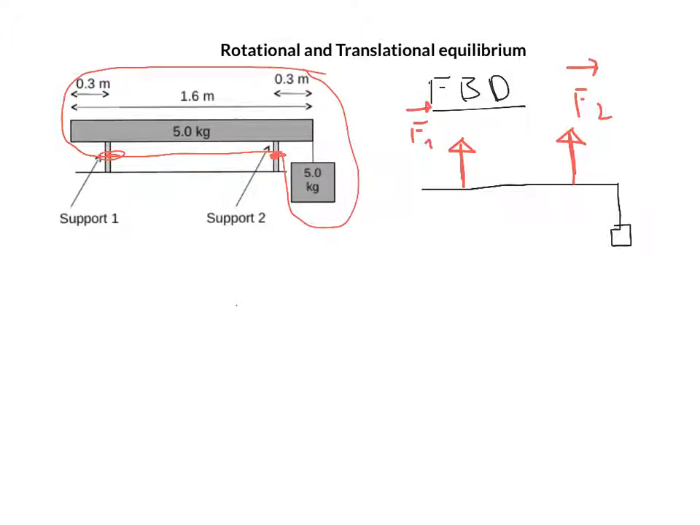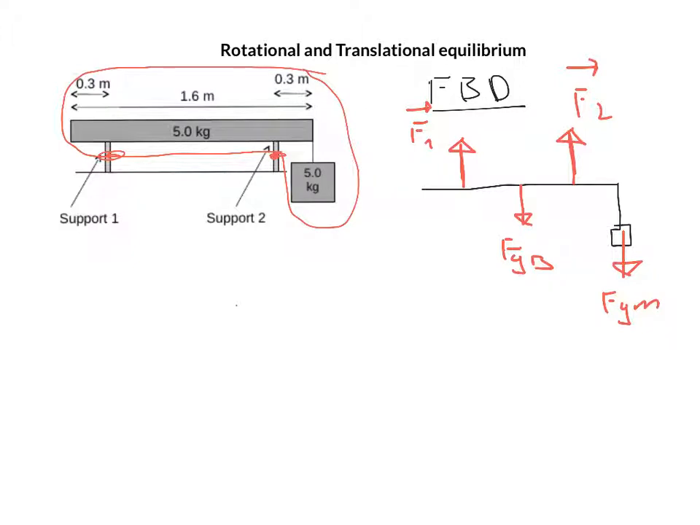Then we're on the earth, so we have gravity. We have gravity on the beam, which acts in the middle, so Fg beam, and then we have gravity on the block, so, as we already have g, let's call this Fgm, hanging mass.